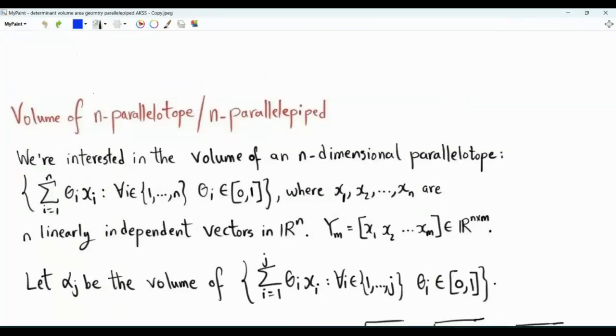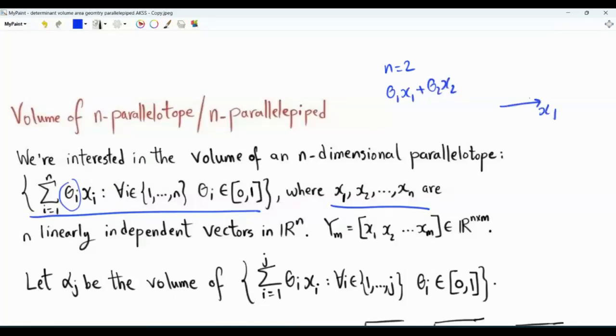Bismillah ar-Rahman ar-Rahim. We are interested in the determinant formula for the volume of an n-dimensional parallelotope or parallelepiped. We have n linearly independent vectors in the n-dimensional space Rn, and the parallelotope is described by this set here. We have a linear combination of those linearly independent vectors where the coefficients are numbers between 0 and 1. In 2 dimensions, if n is equal to 2, this is θ1 x1 plus θ2 x2.